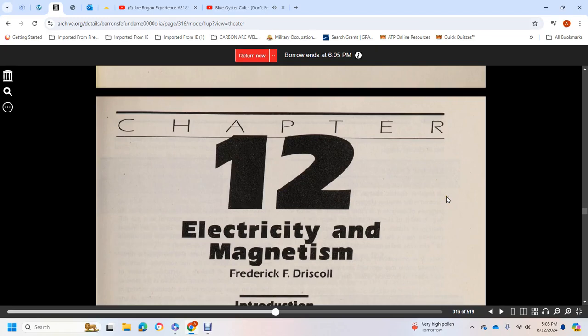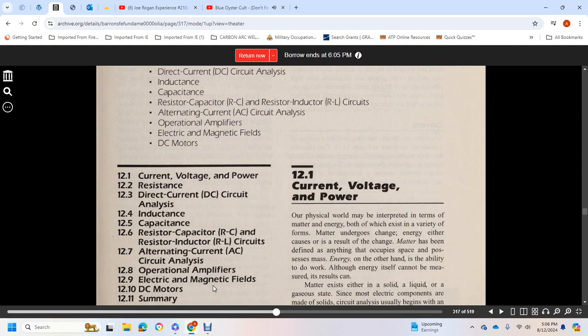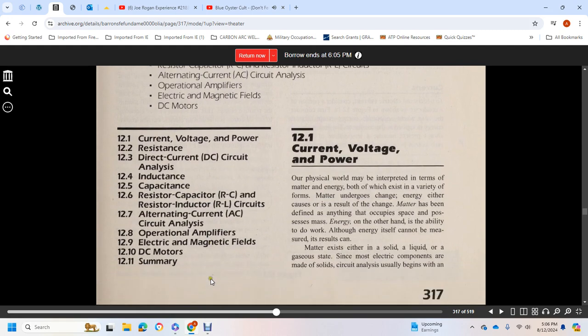Alright, Chapter 12, Electricity and Magnetism, Frederick F. Driscoll. Introduction. This chapter reviews basic concepts in electronics. It's divided into 10 sections listed below: current, voltage, power, resistance, direct current, circuit analysis, inductance, capacitance, resistor-capacitor and resistor-inductor circuits, or RC and RL circuits, and alternating current, AC circuit analysis, operational amplifiers, electromagnetic fields, DC motors, and then summary. So, Chapter 12.1, current, voltage, and power.